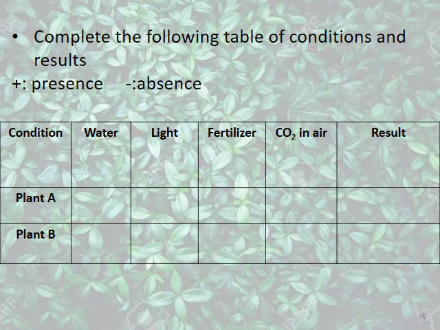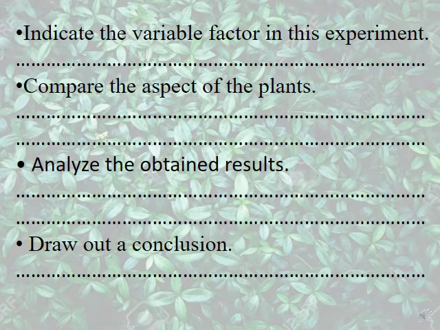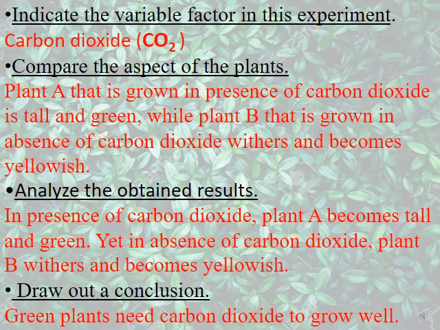To complete the following table of conditions: water is present in both, light in both, fertilizers, which are mineral salts, are also present in both, and CO2 is present in air. Result: plant A is green and grows normally, while plant B withers and dies. So the variable factor is CO2, carbon dioxide. Plant A, grown in the presence of carbon dioxide, is tall and green, while plant B, grown in the absence of carbon dioxide, withers and becomes yellowish. Here you don't have to talk about potassium hydroxide as the variable factor. The variable factor is carbon dioxide, since potassium hydroxide absorbs CO2.